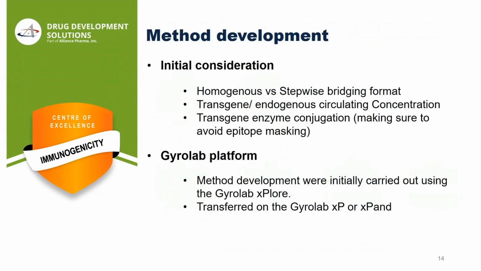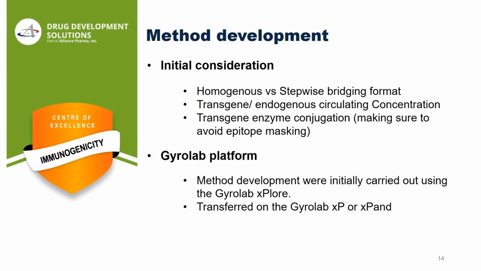Some of the initial considerations that we had when developing this method were, especially on the Gyrolab, that we have the flexibility of developing a method in a homogeneous or stepwise format. We had the choice of doing any of these methods, but one very good key point that we knew before starting to develop this method is that the transgene endogenous circulating concentration is present at a very low level. So any of these methods, whether homogeneous or stepwise, could have worked.